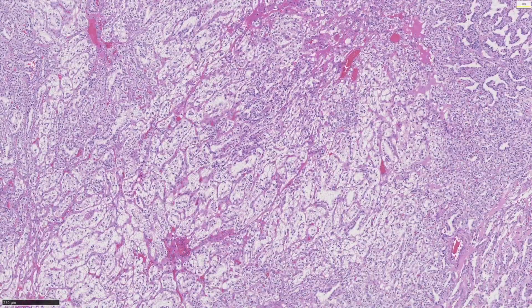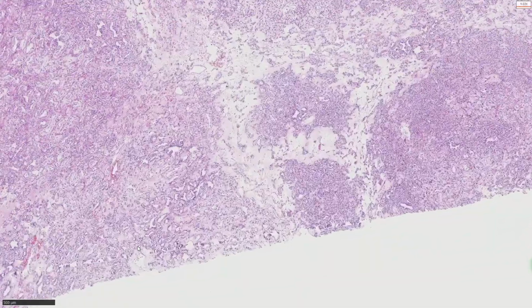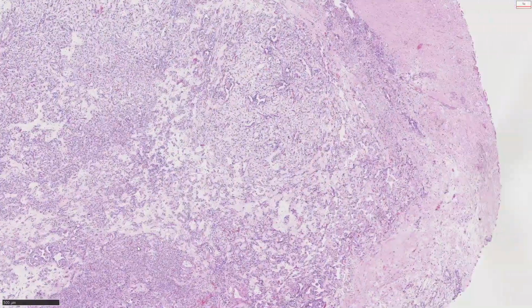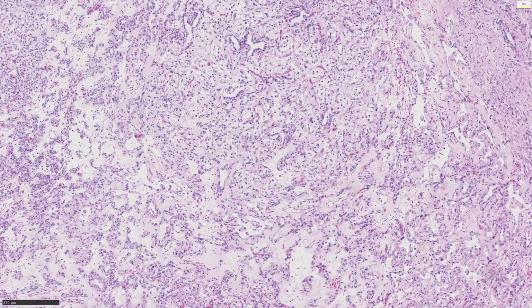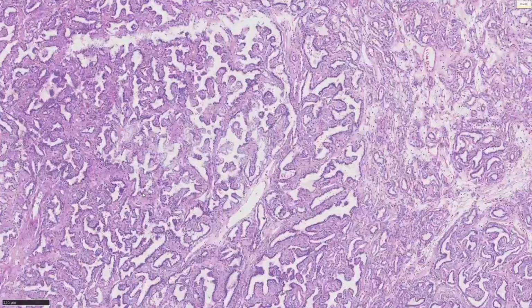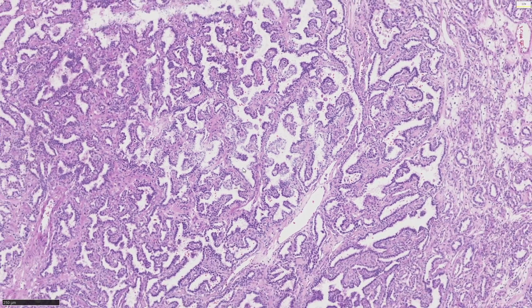From low magnification, a renal tumor with clear cells is readily recognizable. So naturally, the first working diagnosis one would think of would be clear cell renal cell carcinoma or clear cell RCC. But wait, looking around, there are some areas with papillary architecture. This is where we start thinking of other diagnoses.